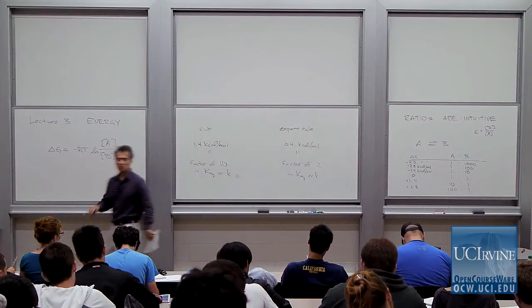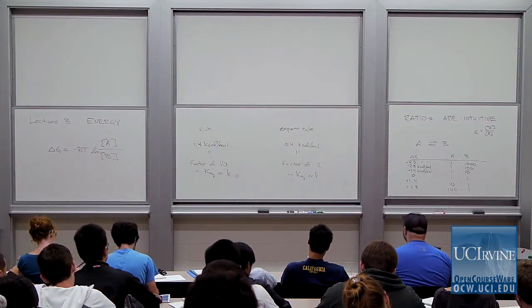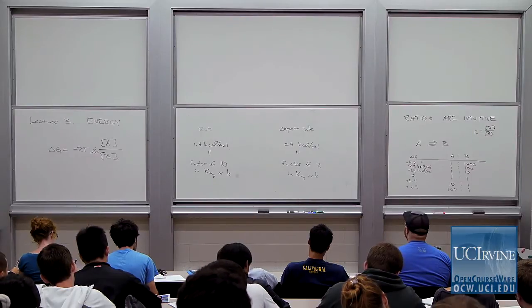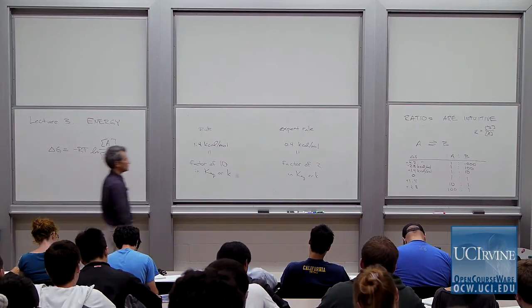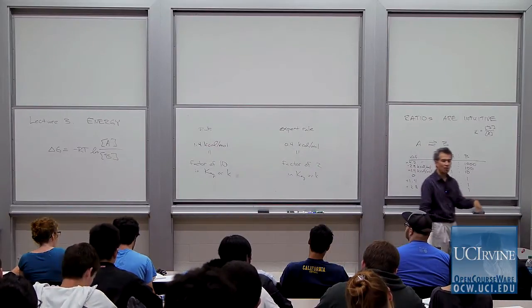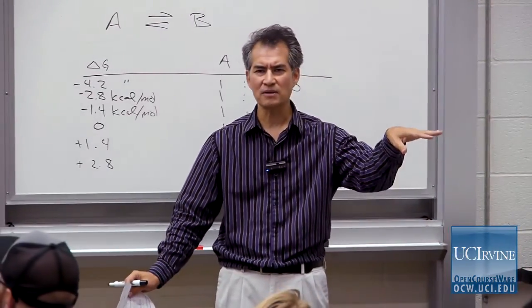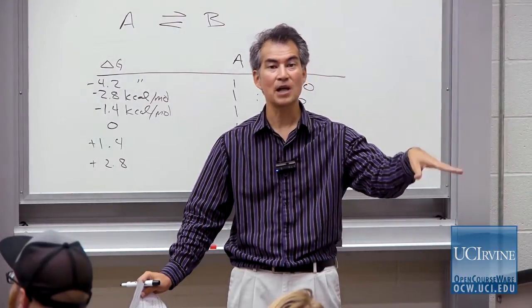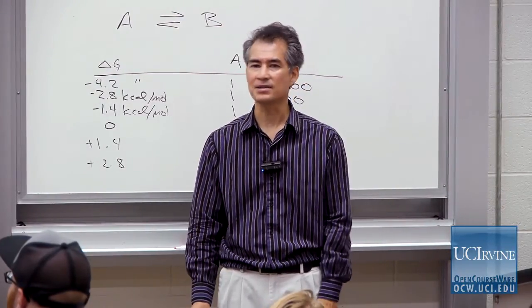And that is that 0.4 kcals per mole is a factor of 2. These are the only ones I really remember. So if I see an energy difference in transition states that's only 0.4 kcals per mole, oh, this transition state is 0.4 kcals per mole lower in energy. Well, that means it's twice as fast.